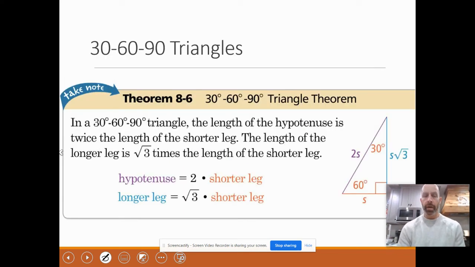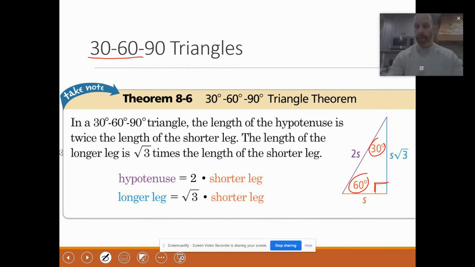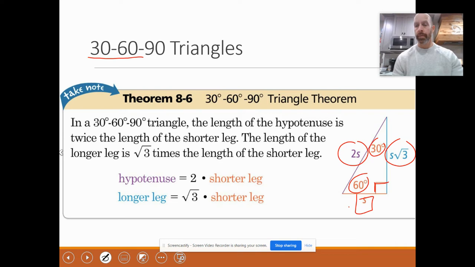All right, the second special right triangle we have is what we call a 30-60-90. The reason we call it a 30-60-90 is the fact that it has a 30-degree angle, a 60-degree angle, and then of course a right angle. So here are the rules that you need to know for it. If the bottom side is S, then the hypotenuse is 2 times S, and then the longer leg is S times the square root of 3.